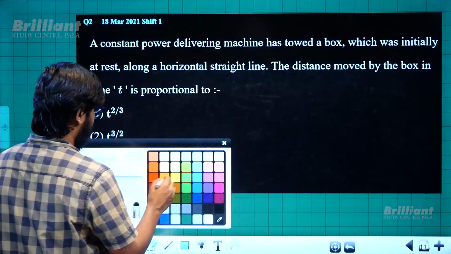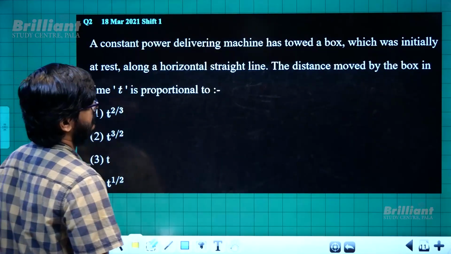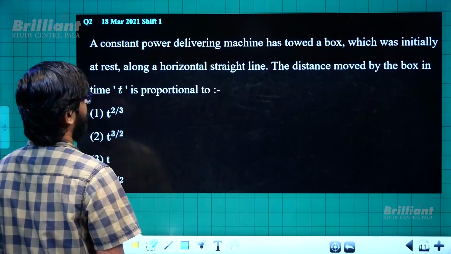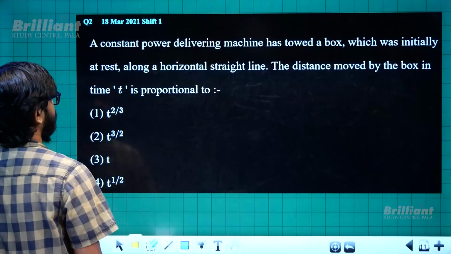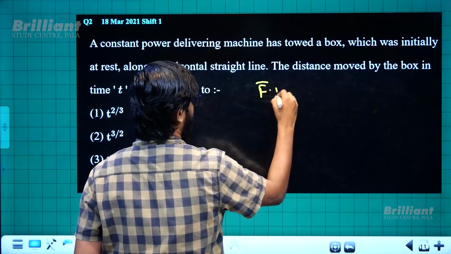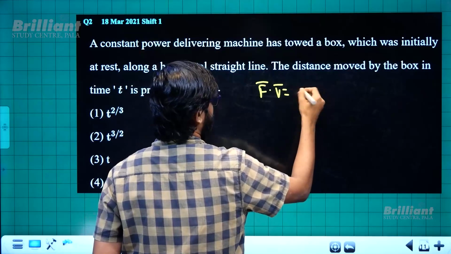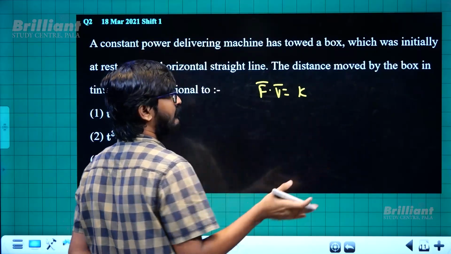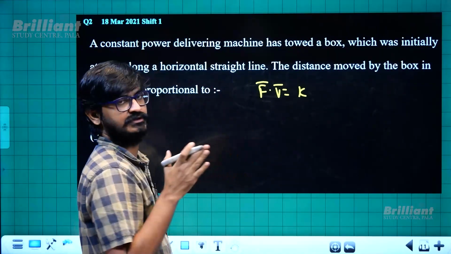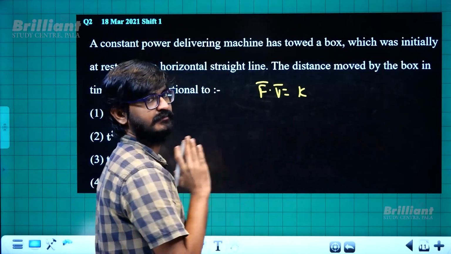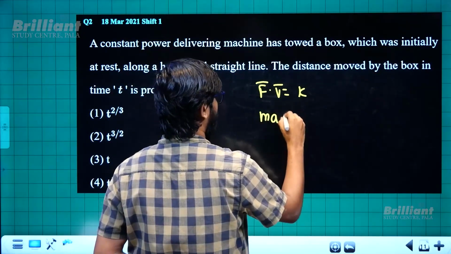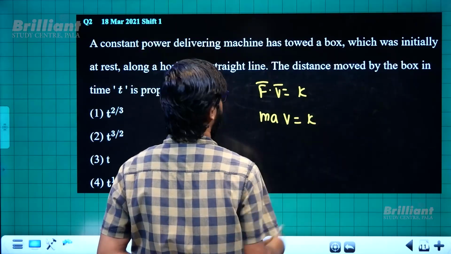A constant power delivering machine has towed a box which was initially at rest along a horizontal straight line. The distance moved by the box with time t. Constant power is F bar dot V bar. They said this is constant, so let me call it K. Generally you take force and displacement in the same direction when they don't mention. Only one force is there, so it will create acceleration in the same direction and velocity in the same direction. So F into V, F is ma, into V equals K, some constant.